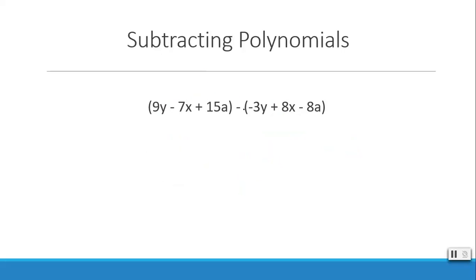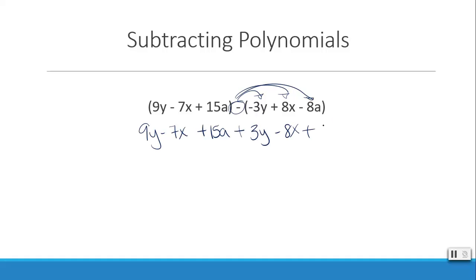Now subtracting polynomials is a little bit different because essentially what you're doing is treating this as a negative that you are distributing to the entire set of parentheses that's behind it. So I'm going to bring down my first set of parentheses, or my polynomial that's in my first set of parentheses. And then again, I'm going to distribute a negative to everything here. So this is going to make this a positive 3y. It's going to make this middle term a negative 8x. And this is going to make this last term a positive 8a. Essentially, again, what's happening is you're just changing the signs of everything that's in that second set of parentheses.